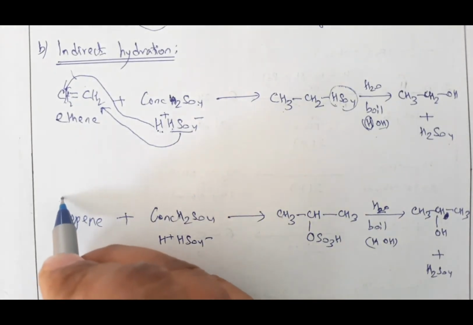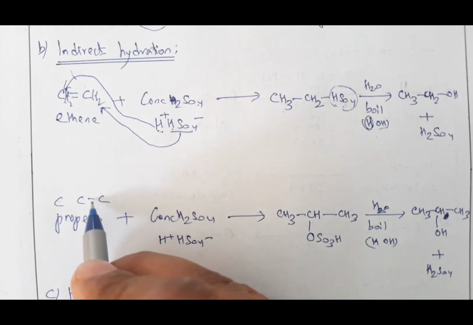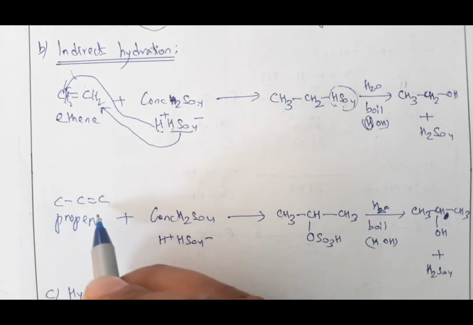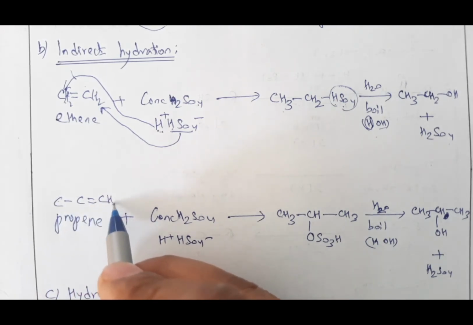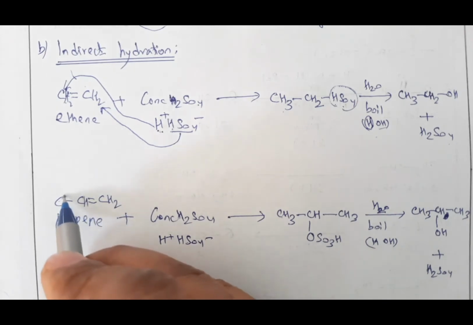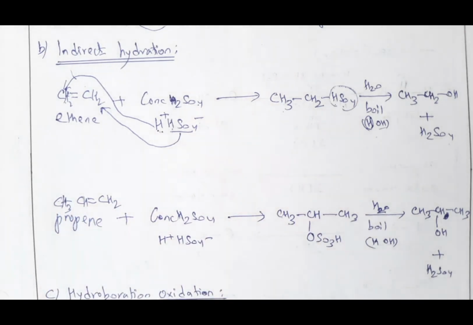Prop means how many carbon? 3. ENE, we always make from back, double bond, other will be single. Make the valency of carbon 4. To make 4, you add hydrogen. Now again, you are reacting with sulfuric acid. Now this is H plus and HSO4 from sulfuric acid.